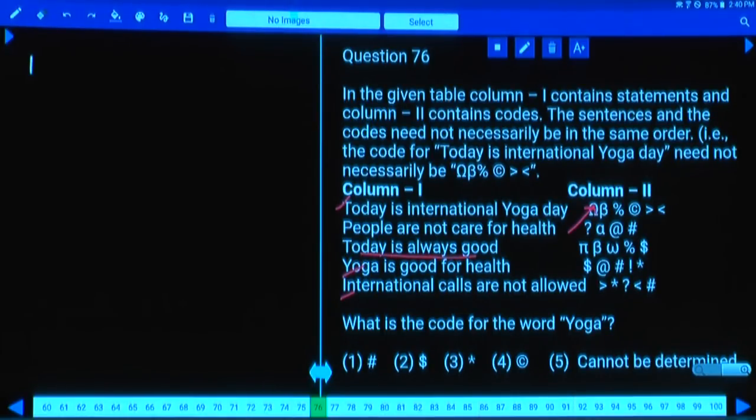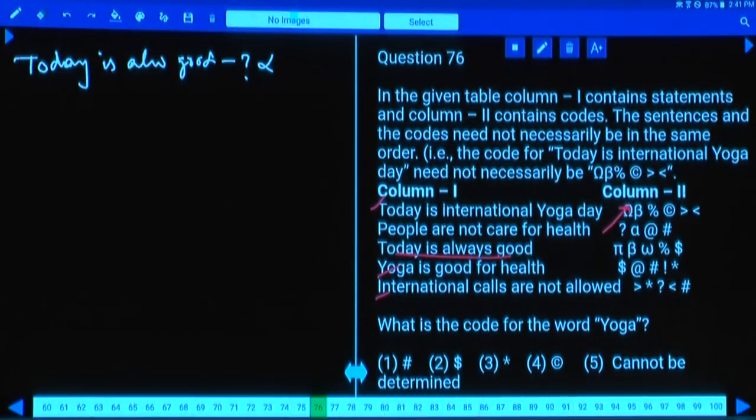Now let us start with this one. Today is always good. And this must be of 4. And what is that 4 here? Today is always good. And what is the element? Question mark, alpha, at the rate of, question mark, alpha, at the rate of, and hash.